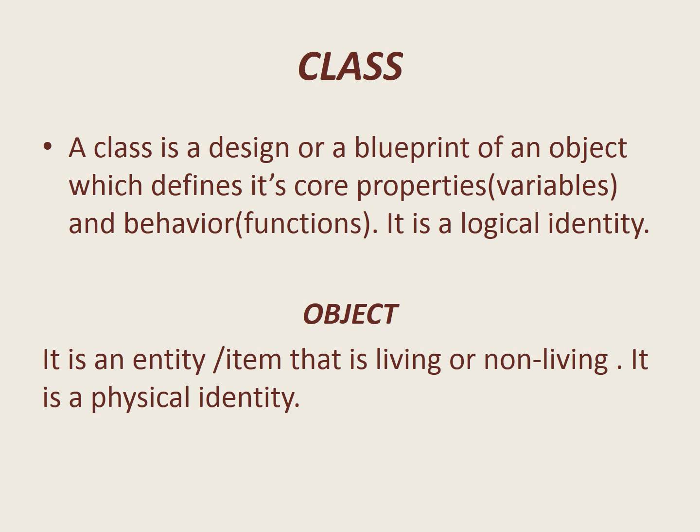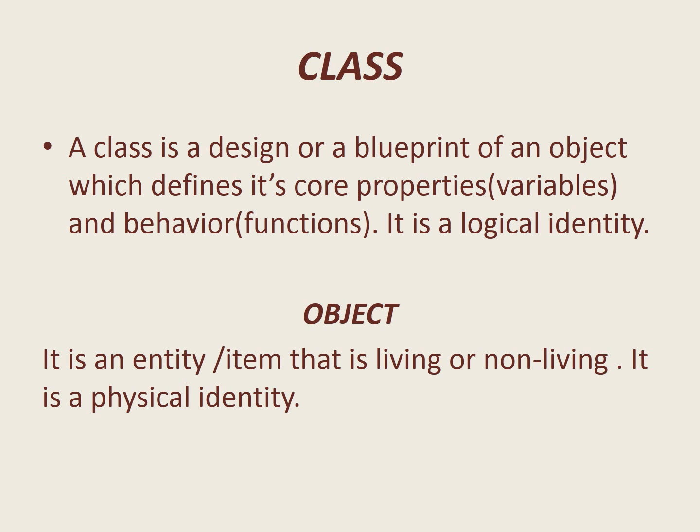And what about an object? An object is an entity or item that is living or non-living. It is a physical entity. So what is the difference between class and object? We can say that a class is a logical entity which does not have a physical existence, whereas an object has a physical existence, and an object is a part of a class.